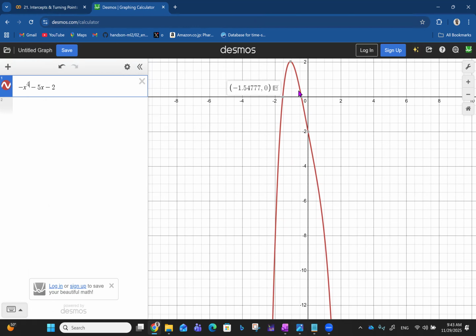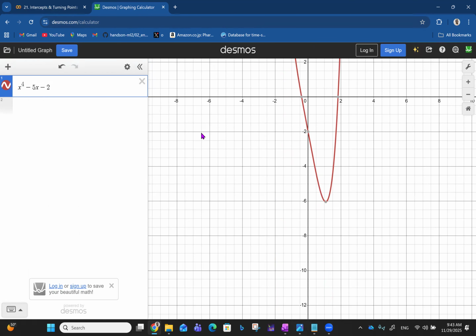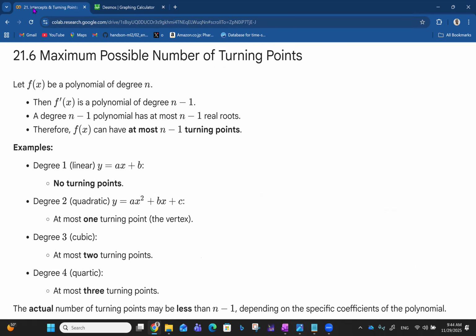But here we see that it shows only one turning point, because probably we have some imaginary results. If I remove the negative sign, it still has one, because we have some complexities involved, most likely, or multiplicity if possible.